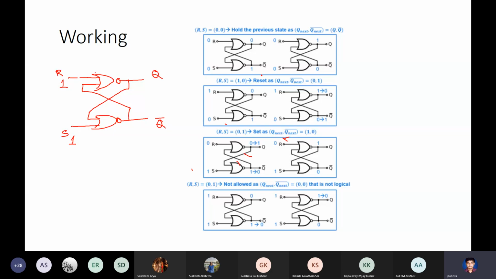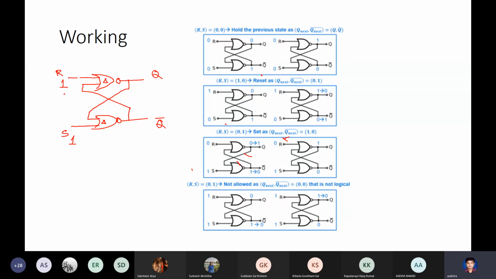So when I say that this is level triggered, whenever the input 1 comes, output is supposed to be 0. This is the R input. Output is supposed to be 0, but with some delay. So if both of these NOR gates have the same delay, identical delay, then what will happen? Suppose initially, let's say, R and S are 1 1.